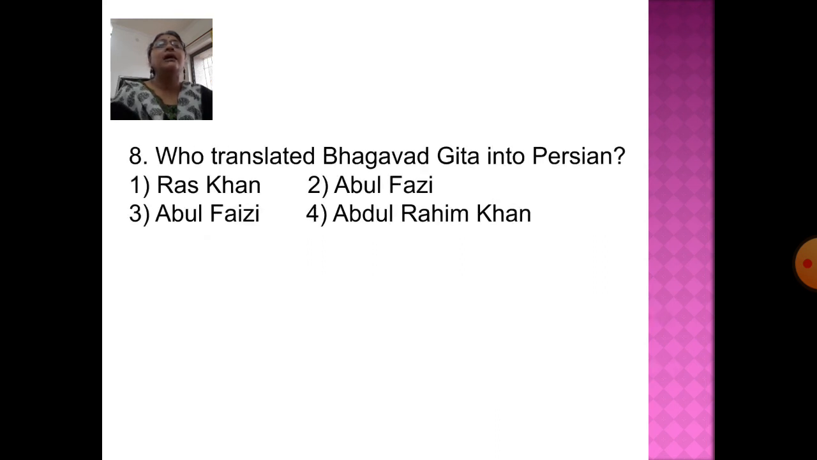Next question. Who translated Bhagavad Gita into Persian? Option 1 Ras Khan, option 2 Abul Fazil, option 3 Abul Faizi, and option 4 Abdul Rahim Khan. Answer is option 3 Abul Faizi.